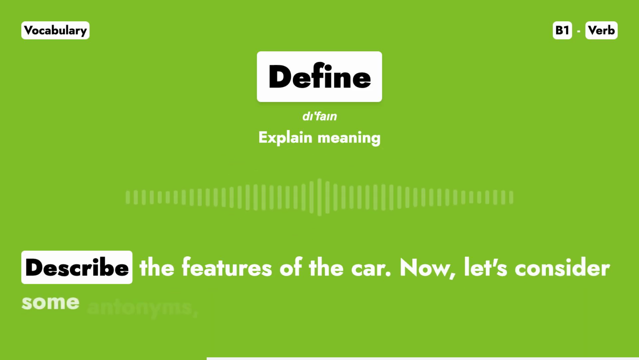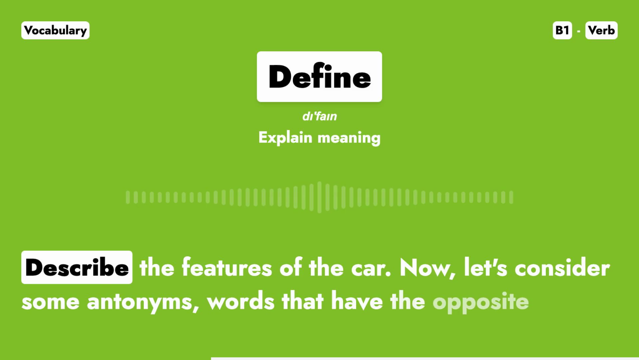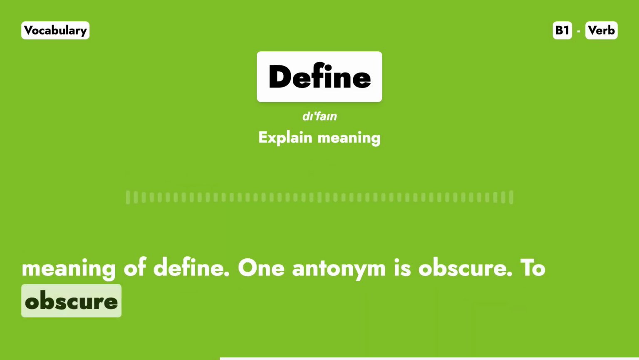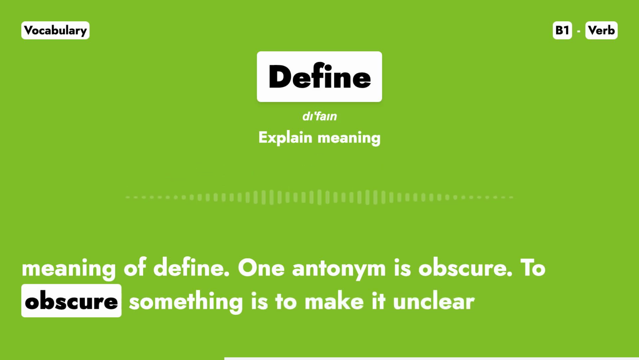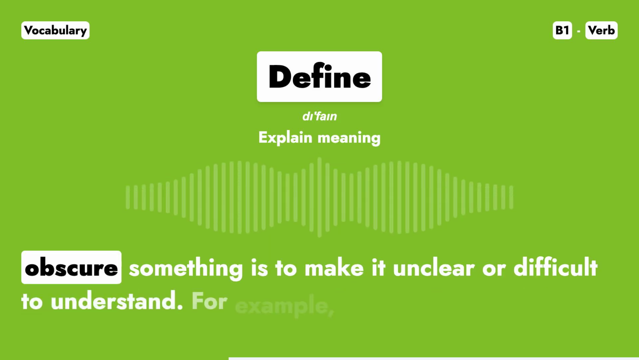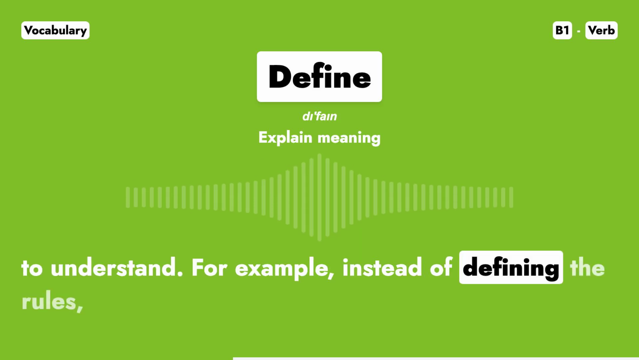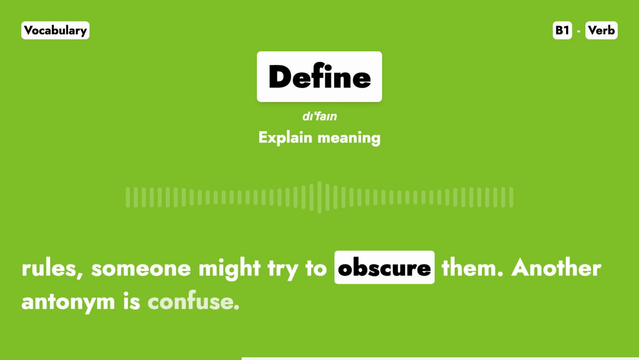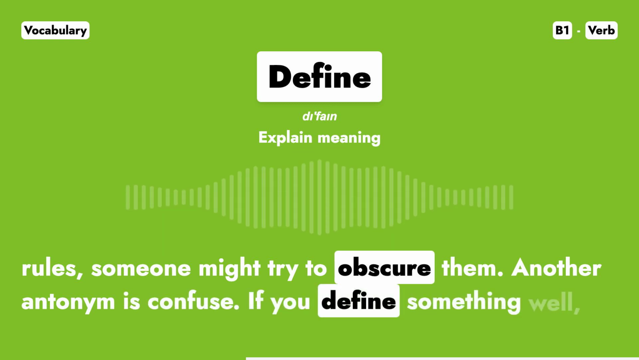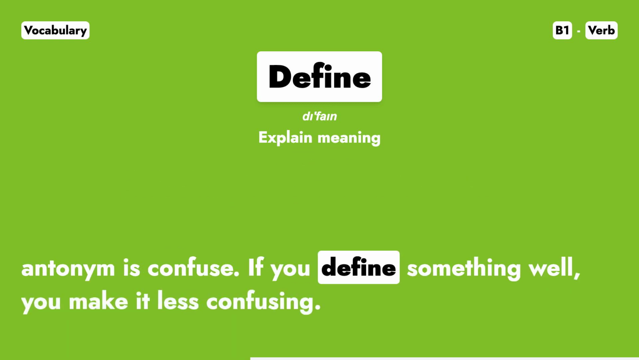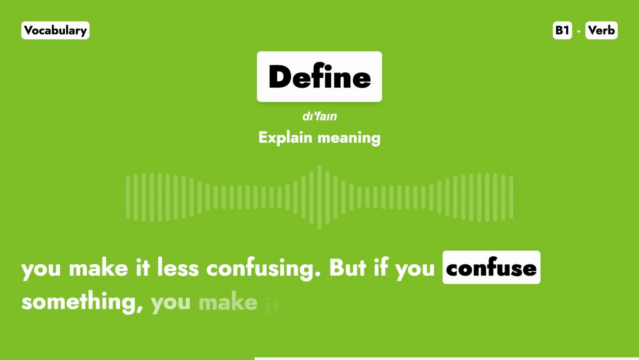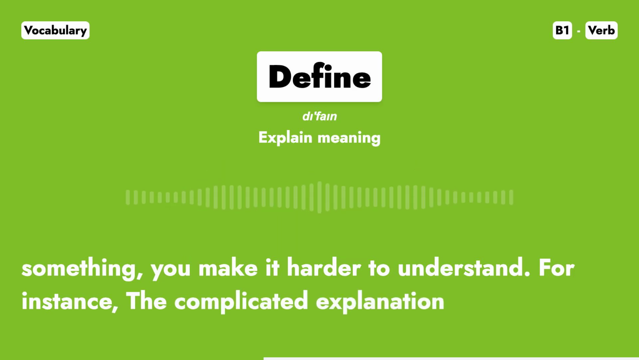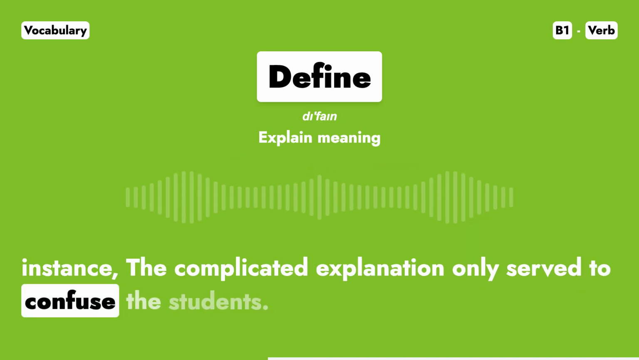Now, let's consider some antonyms, words that have the opposite meaning of define. One antonym is obscure. To obscure something is to make it unclear or difficult to understand. For example, instead of defining the rules, someone might try to obscure them. Another antonym is confuse. If you define something well, you make it less confusing. But if you confuse something, you make it harder to understand. For instance, the complicated explanation only served to confuse the students.